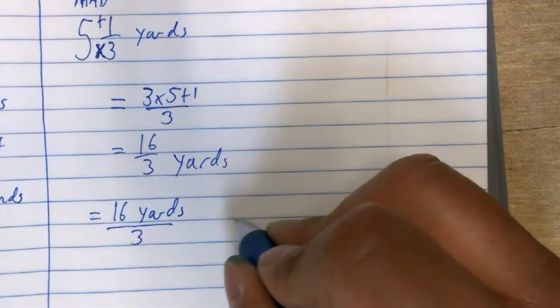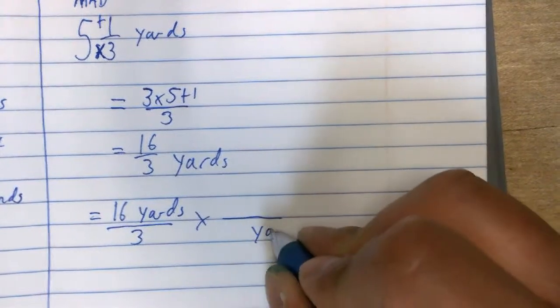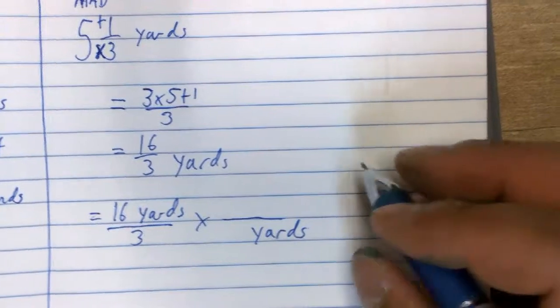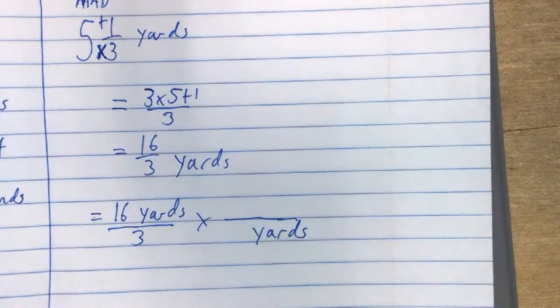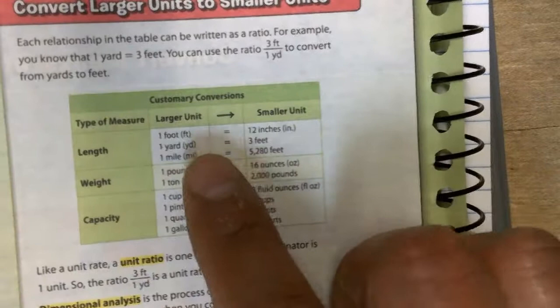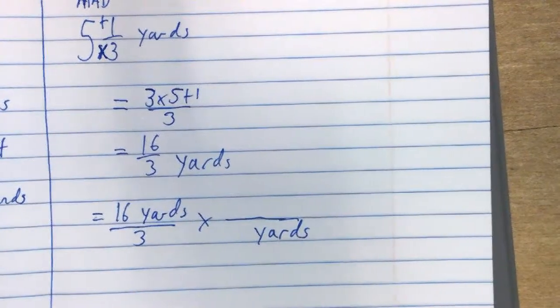Now, I want to get rid of the yards because I want feet. So I'm going to put yards here at the bottom, to cancel out, top, bottom. Now I'm going to look at the chart. Is there anything that has yards and feet in it? Yards is the larger unit. It's a length. So yards, feet. A yard is 3 feet. So we know that. A yard is 3 feet.